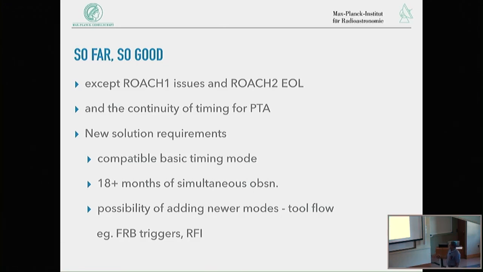The basic thing is that we need to have a compatible timing mode. This has to run on a 10 or 20 year time scale. Any new solution needs to run in parallel for at least 1 or 2 years, so that you understand the systematics of the new instrument, because you need to monitor these pulsars very, very precisely. And there should be a possibility of adding newer modes, because as requirements arise, for instance FRB triggers or RFI, we need a tool flow with which you could also add modes to the instrument.